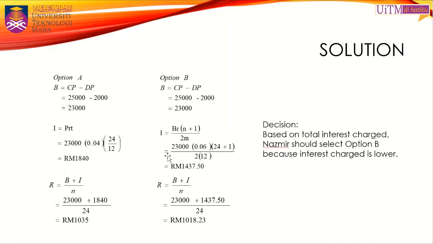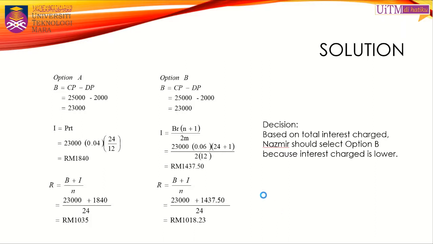Okay, for option B is a reducing balance method. So in this case, you have to use the constant ratio formula. The constant ratio formula states that I is equal to B times R multiplied with N plus 1 divided by 2M. So in this case, substitute B for 23,000, substitute R for 0.06, and substitute N equal to 24 plus 1.